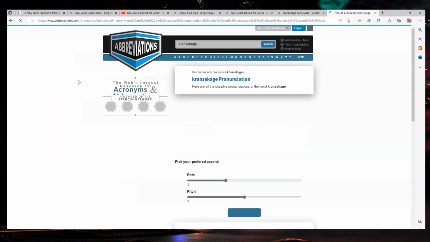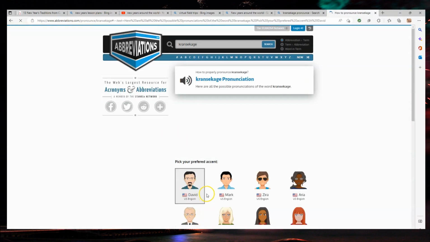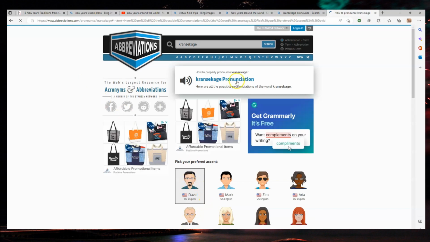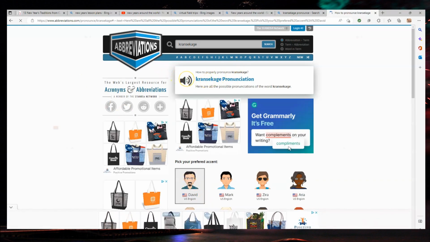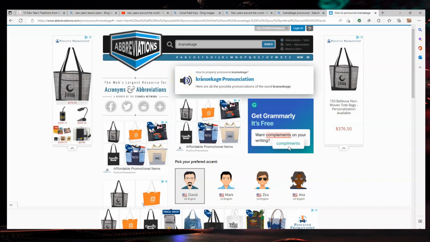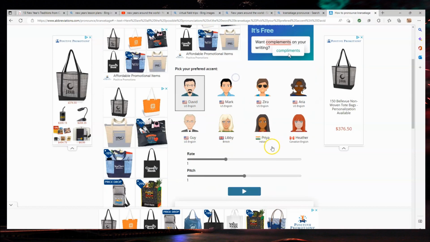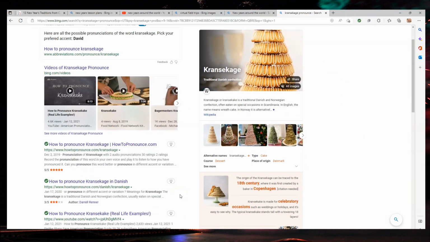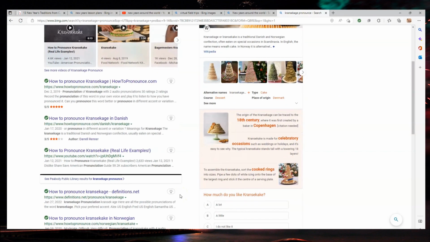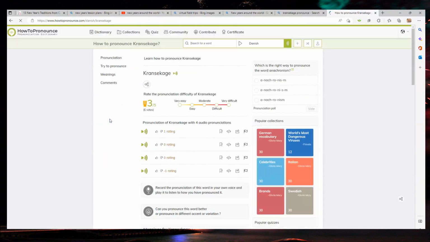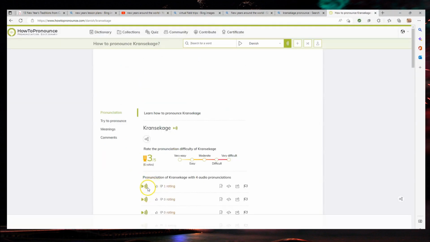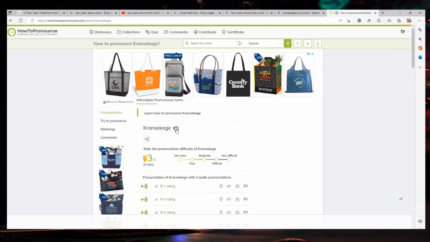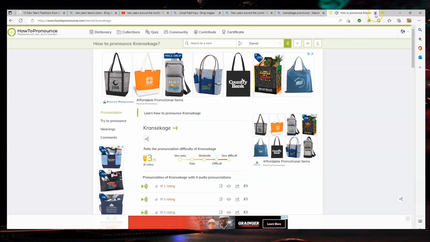How to pronounce. I'm trying to, okay, it doesn't want to. But I really kind of wanted to know how we actually pronounce this. Kransekage. Kransekage. Okay.